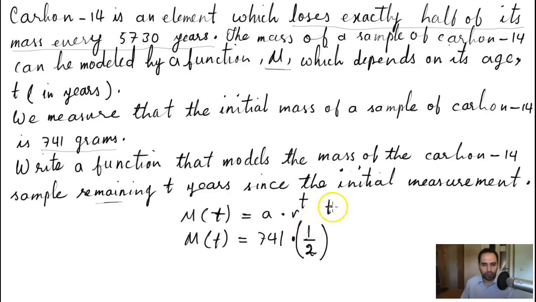But I don't want this to happen every year. I want this to happen every 5,730 years. So every 5,730 years means that I divide this t by 5,730, and unless this t becomes 5,730, this cycle cannot happen once. When this t becomes 5,730, this whole fraction becomes 5,730 divided by 5,730, which is 1. And then you have half raised to the first power. In another 5,730 years, this whole fraction becomes 2. So then this cycle can happen twice and thrice and so on and so forth.